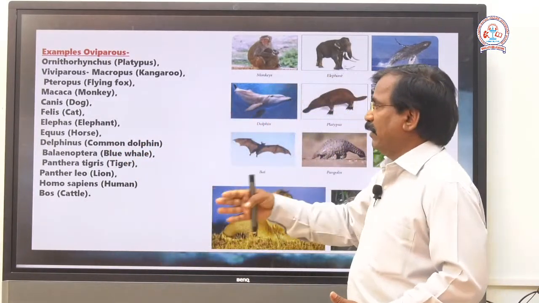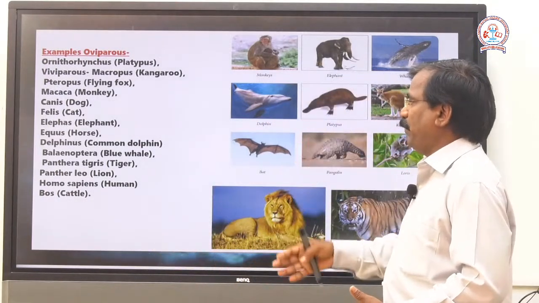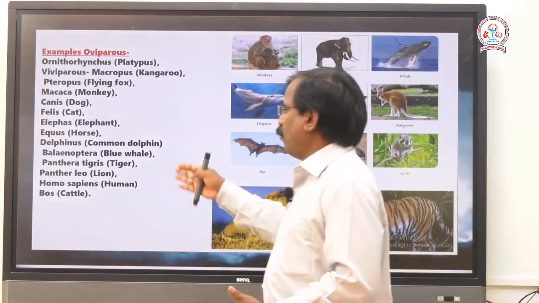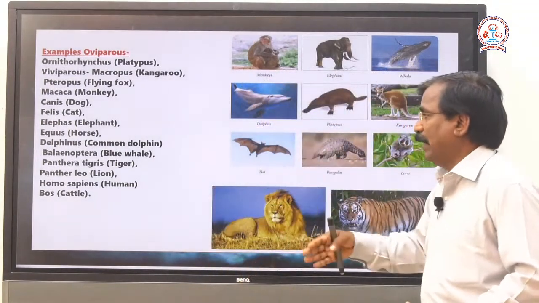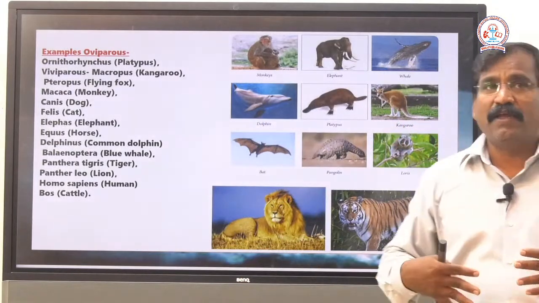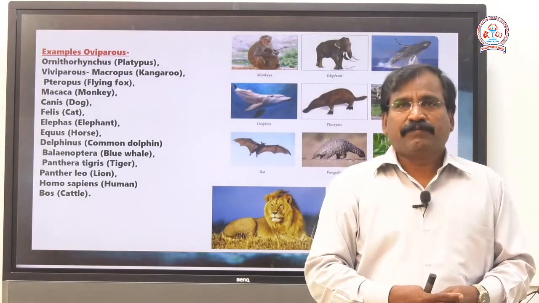Elephas, that is elephant. Equus, horse. Delphinus, common dolphin. Balaenoptera, blue whale. Panthera tigris, tiger. Panthera leo, lion. Homo sapiens, human; Bos, cattle. Okay, that's all.